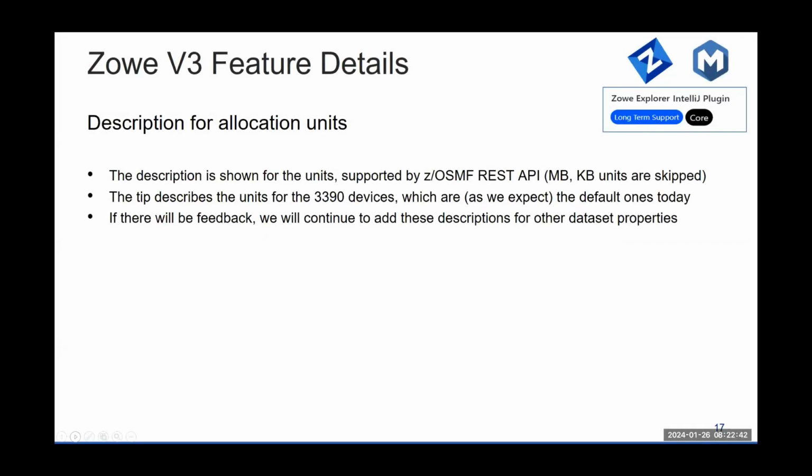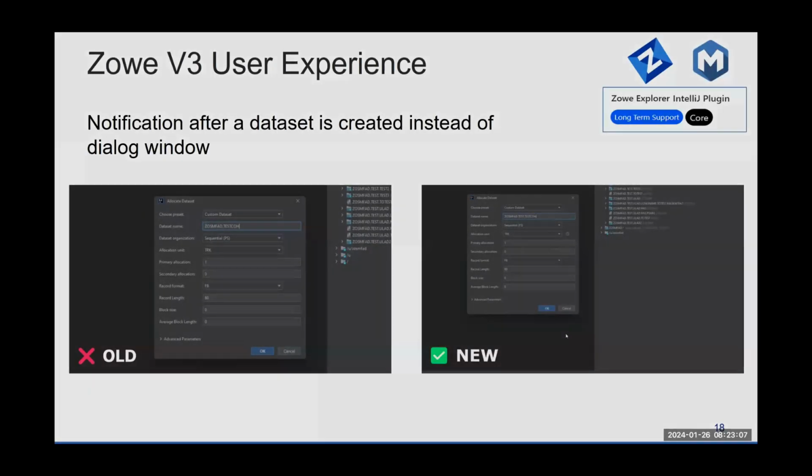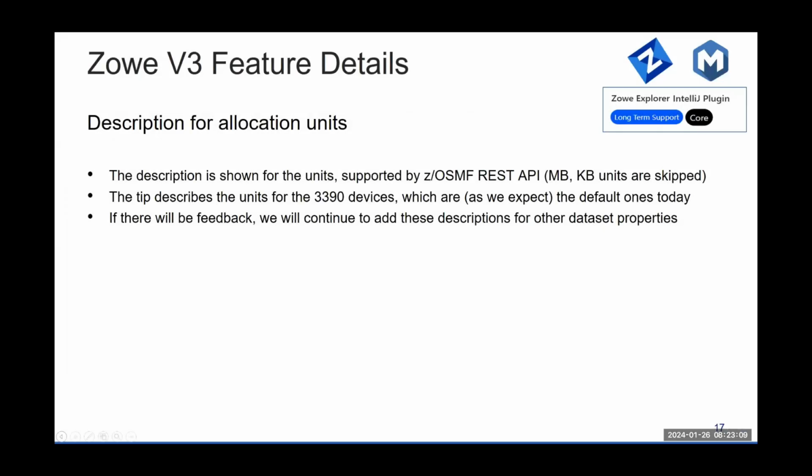For this feature, it's a small feature, but we expect some feedback from users on whether it is useful. Then we will continue to add such explanations for other fields. If not, then we won't do that. Also, for the allocation units, as the SMF REST API does not support megabytes and kilobytes, we don't have the explanation for them, as well as for allocation units itself.